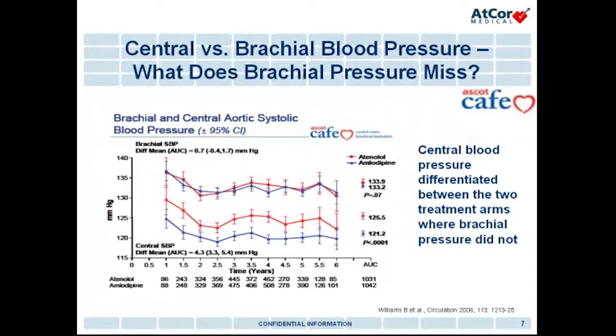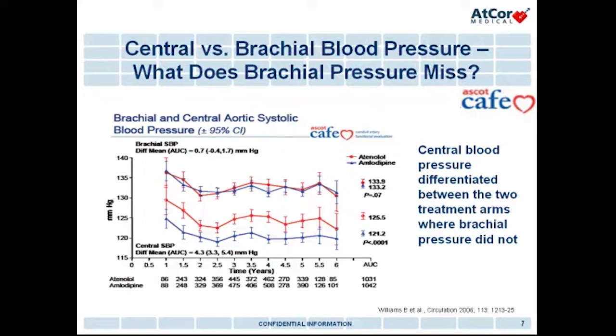So what does the brachial pressure miss? This was the point at which I became interested. I didn't even know about this technology until I started reading about the ASCOT trial. The ASCOT trial, as you can certainly remember, had several different branches, but there was a lipid-lowering arm. But the blood pressure arm was really a comparison of a thiazide diuretic and atenolol versus amlodipine and perindopril. And blood pressures were essentially equal, brachial blood pressures.